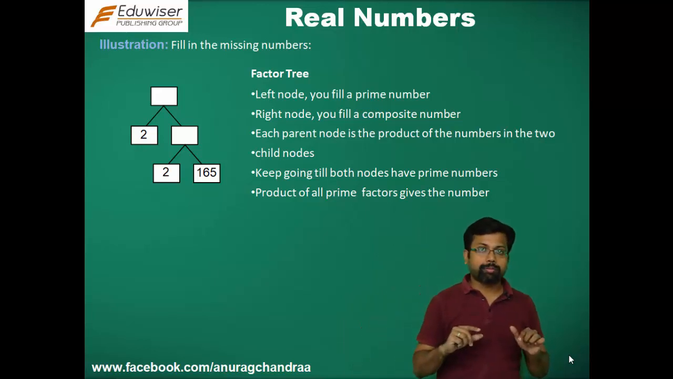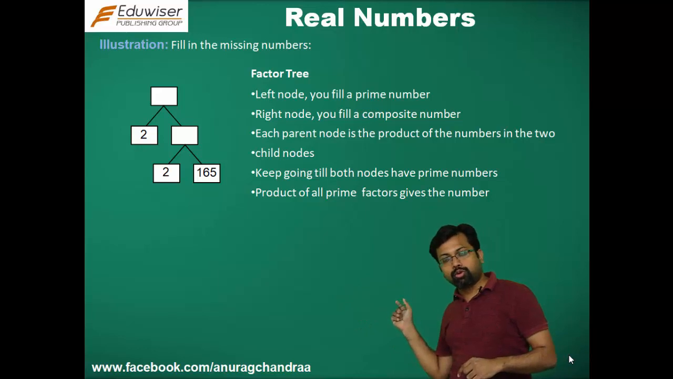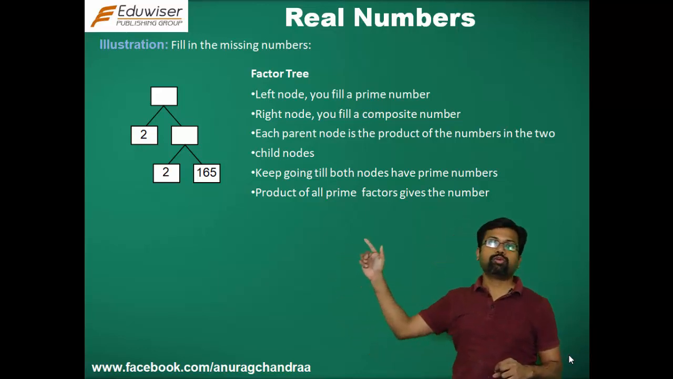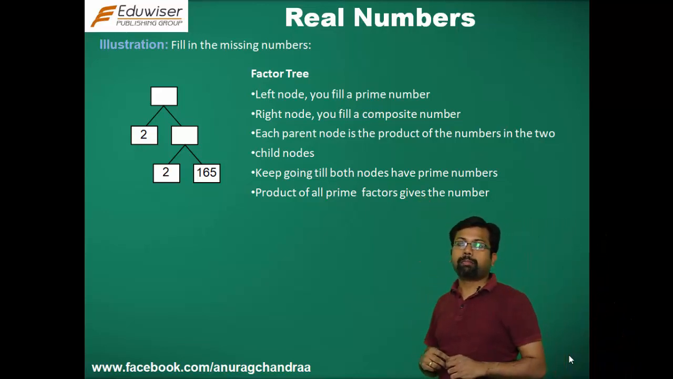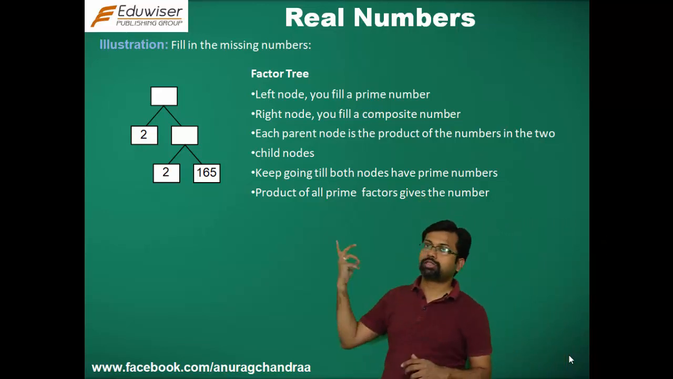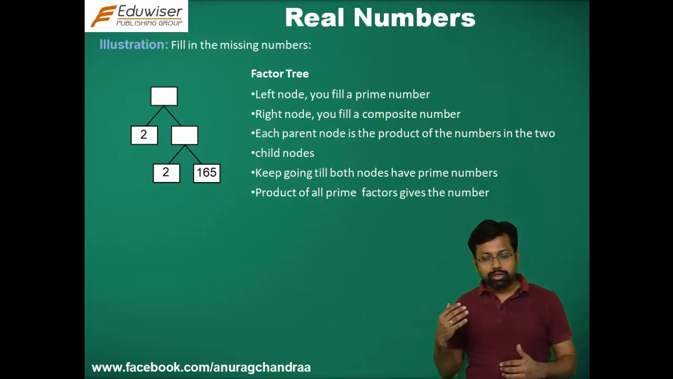That is when you stop, and then you count all the left hand bottom two nodes and all the left hand child nodes. If you go on multiplying them, you are going to arrive at the value of the parent node. That's the composite number that you started with. So based on the factor tree, we are going to do this question.